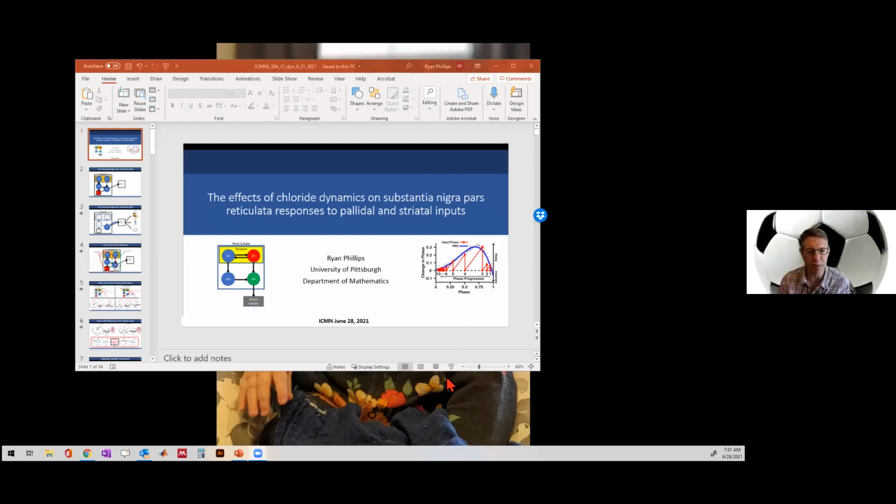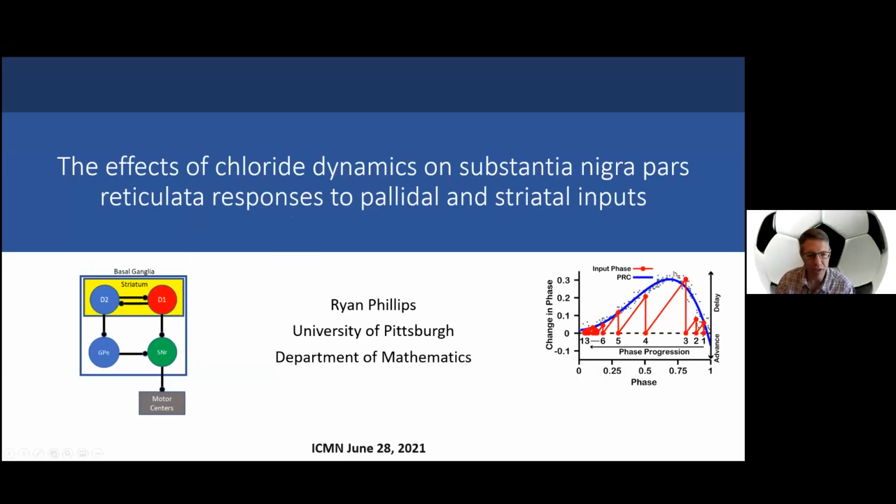While Ryan's sharing, I'll mention Ryan is just finishing up a postdoc with me and moving on to a position at the University of Washington in Seattle. So I think he's sitting there sweating in Seattle at the moment, and talking about the effect of chloride dynamics on substantia nigra pars reticulata responses to pallidal and striatal inputs. Go ahead, Ryan. Thank you. Yeah, it's really hot here in Seattle. It's supposed to be 105 today.